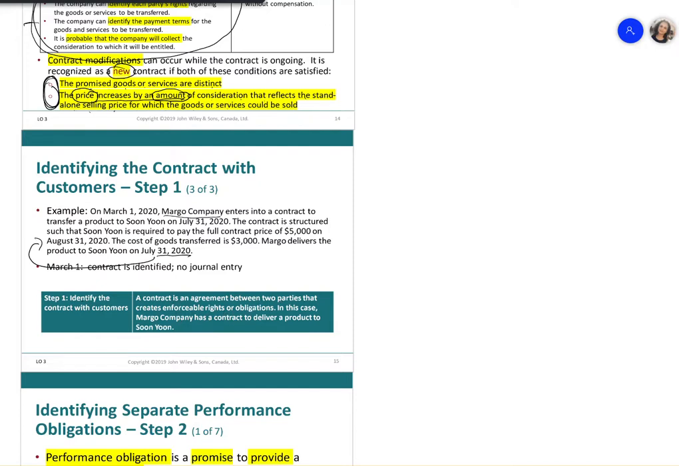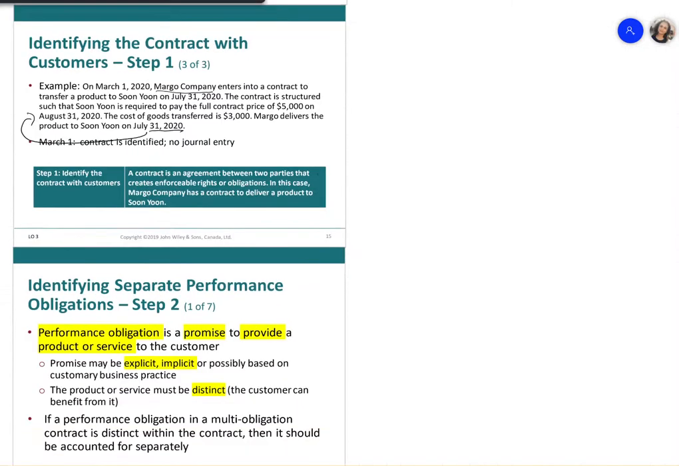In this case, Margo has the contract to deliver the product. So that's what we're talking about. That's the first step, and the second step is now identify the separate performance obligations. Is this one performance obligation or more than one? A performance obligation is a promise to provide a product or a service to the customer.